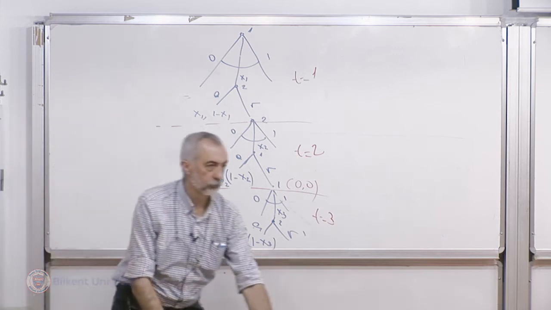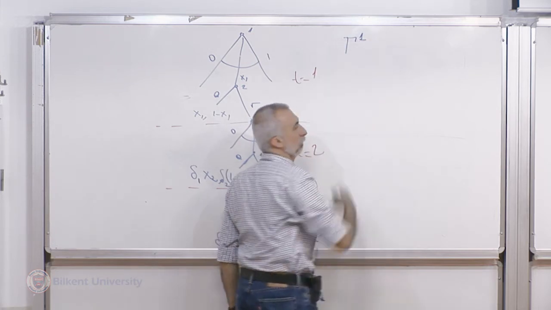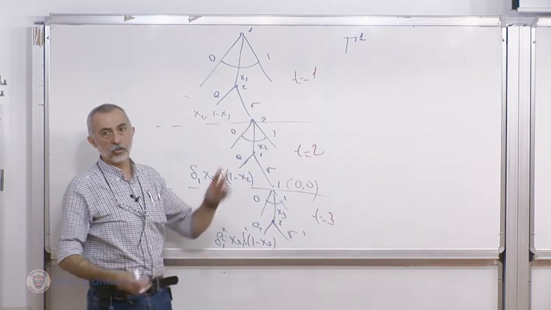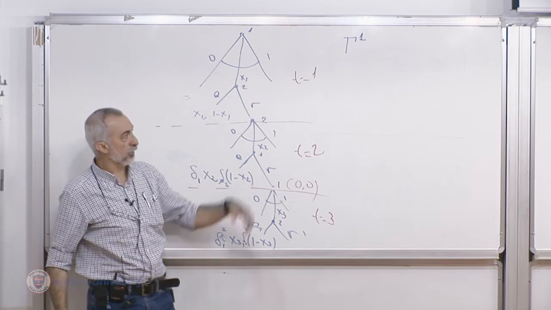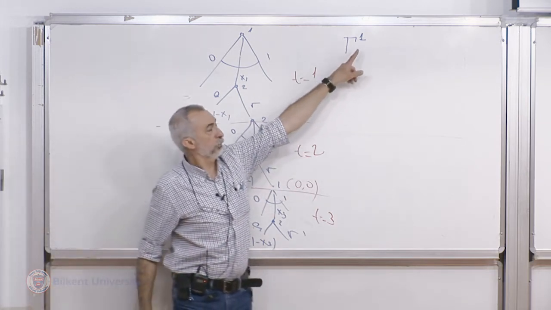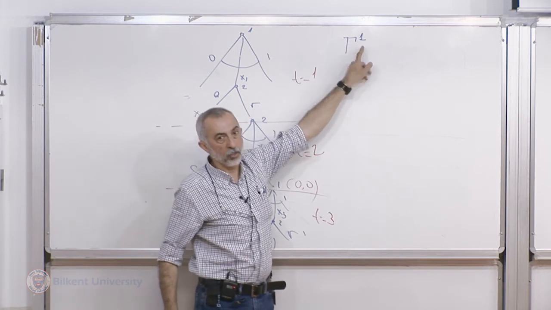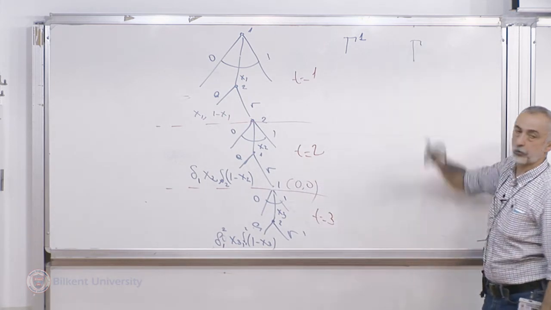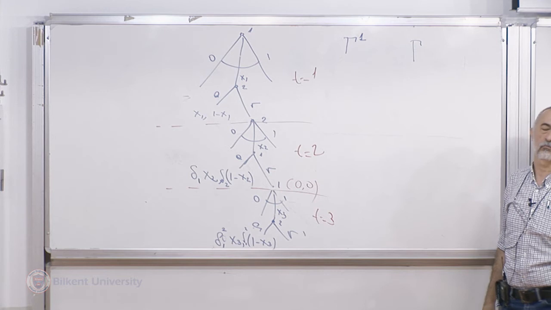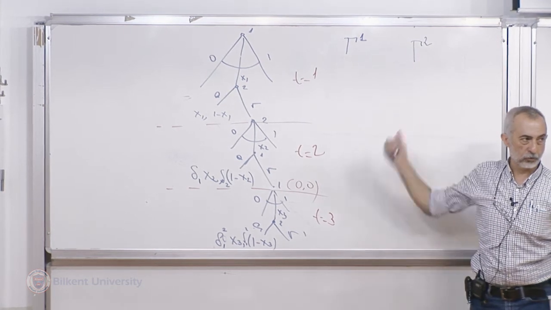So let me call this game Gamma 1, the infinite horizon alternating offers bargaining game, in which player 1 starts by making an offer. I'll denote that with Gamma 1. The infinite horizon alternating offers bargaining game, in which player 2 starts, is Gamma 2.